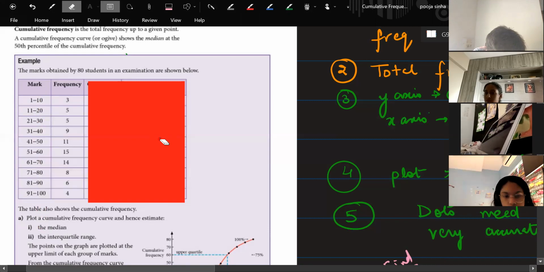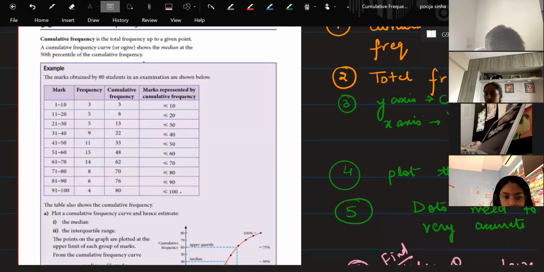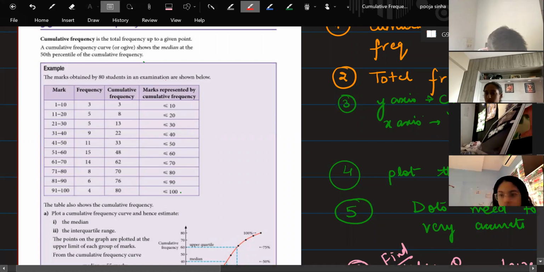Now, this is made. Once this is made, which one is the x-axis? Which one is the y-axis? X is cumulative frequency and Y is other things. No, no, no. Y is always the cumulative frequency, and X is the marks.